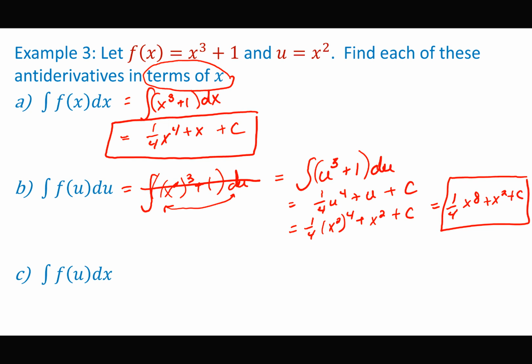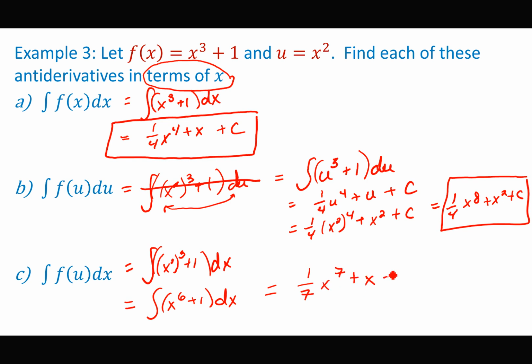Now part C, it says f of u dx. So now this one, because I know it's dx, I can make that jump and say x squared cubed plus 1. Because now I have them both in terms of x. And so that would be my integral of x to the 6th plus 1 dx. And so that ends up being 1/7 x to the 7th plus x plus c.